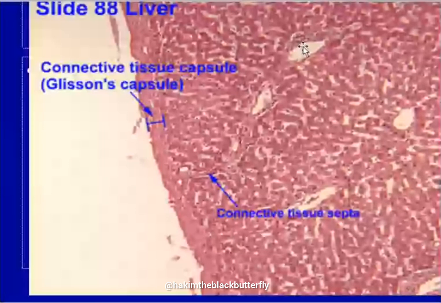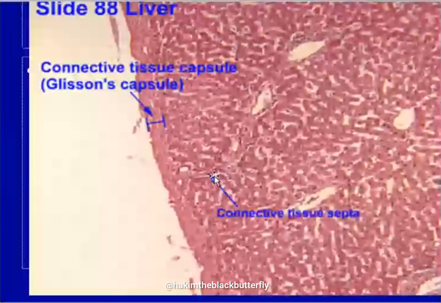These septa which penetrate the liver are branches of Glisson's capsule. So Glisson's capsule gives off branches known as connective tissue septa, which penetrate the liver and enter deep into it.